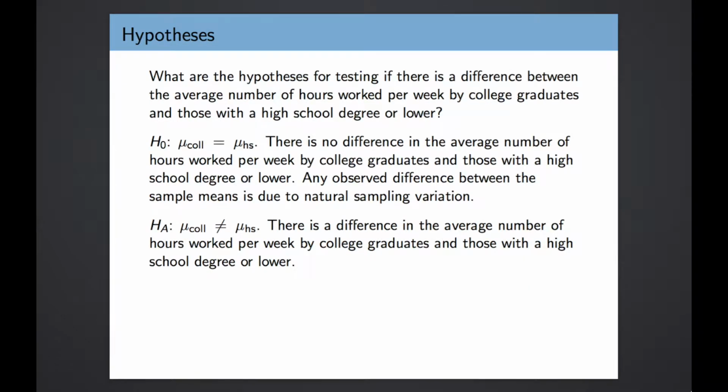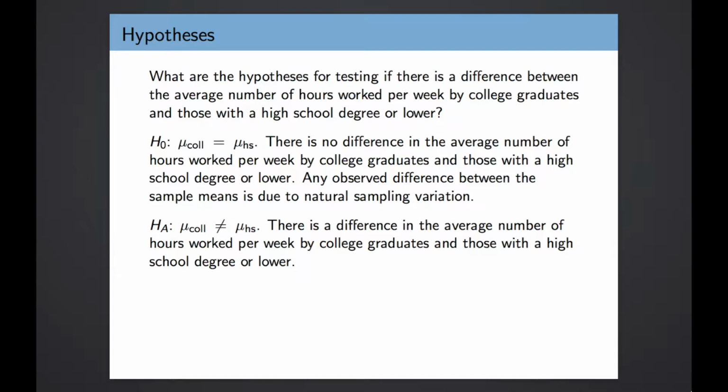So we've been talking about the fundamental question that we're curious about. Let's take a minute to talk about how we would construct the hypotheses that we need to test that difference. So our null hypothesis should be that the mean number of hours worked per week for college graduates is equal to the mean number of hours worked per week by people with a high school degree or lower. So there's no difference in means in the actual population, and any observed difference in our sample is just going to be due to natural sampling variation, not indicative of an actual difference in the population.